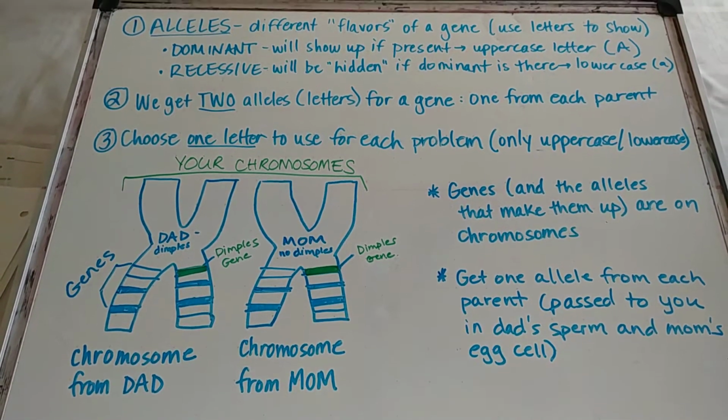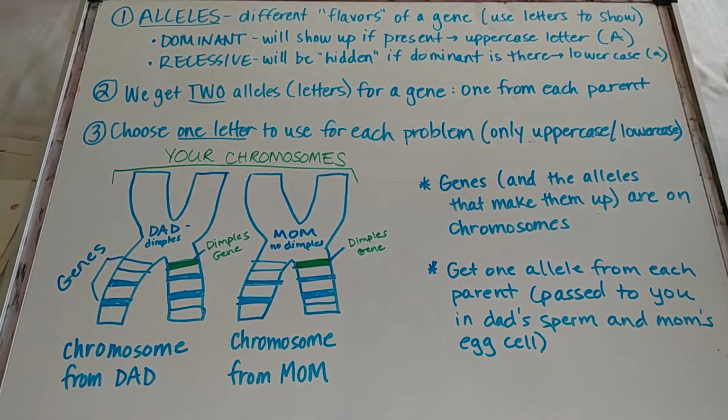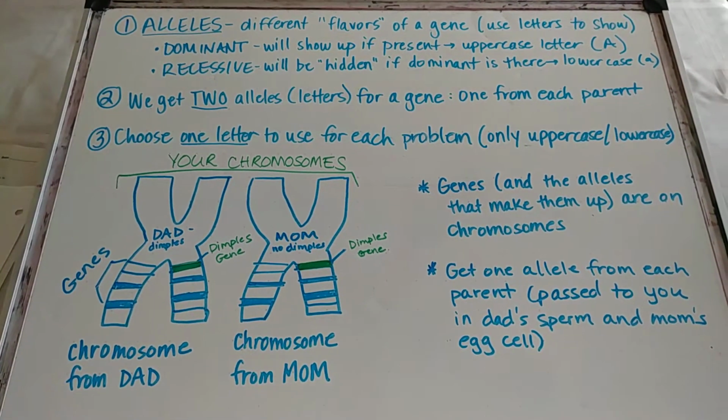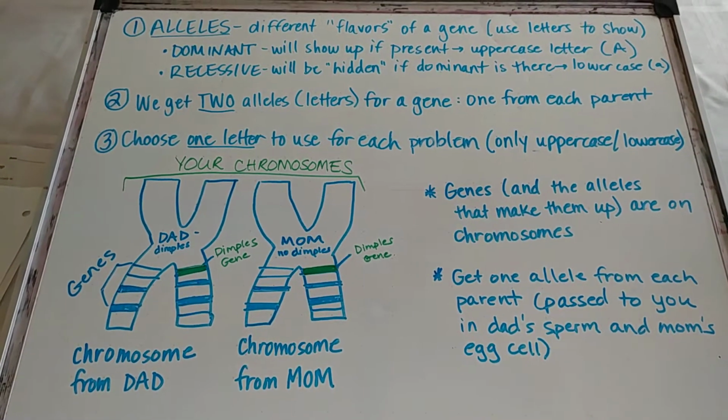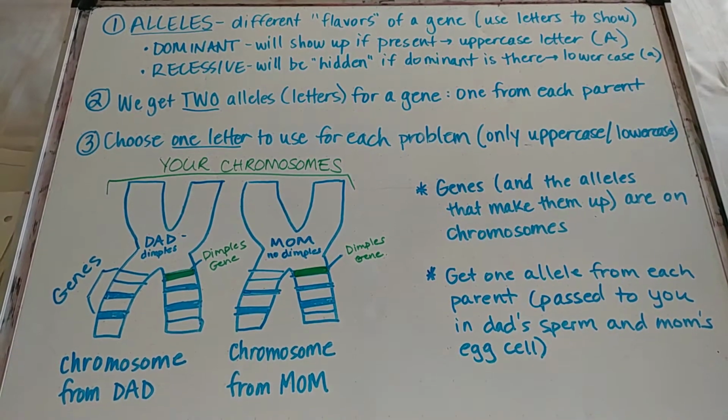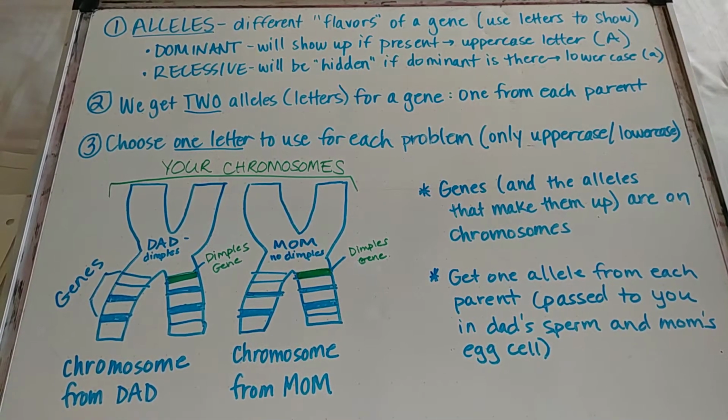Hey guys, I wanted to review a couple things with you before we start talking about Punnett Squares. So first of all, let's talk a little bit about what we learned the week before spring break, which starts with alleles. So we said that alleles are different forms or flavors or versions of a gene.